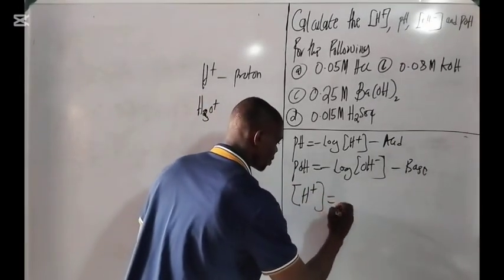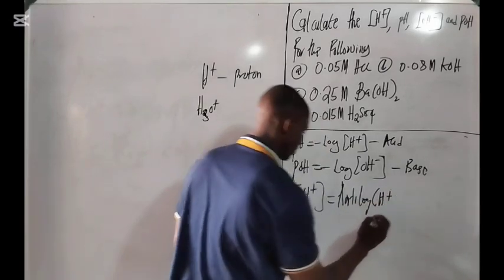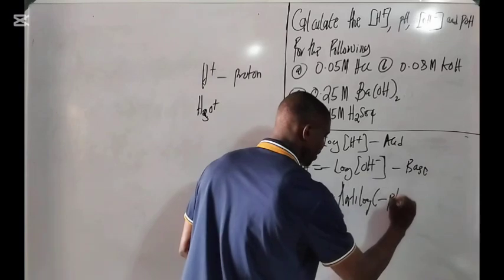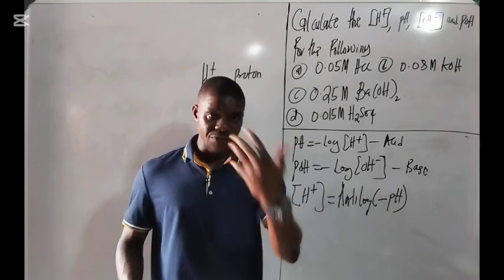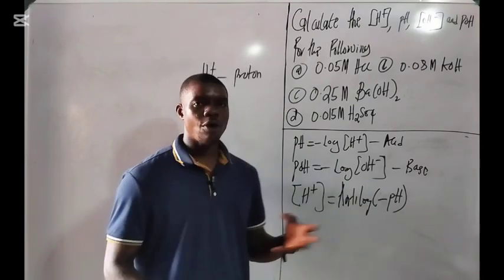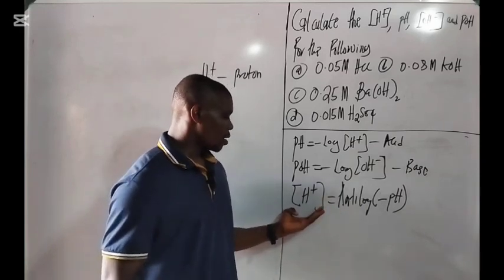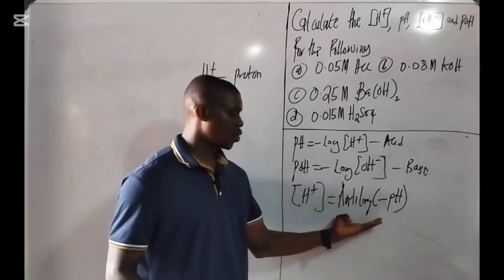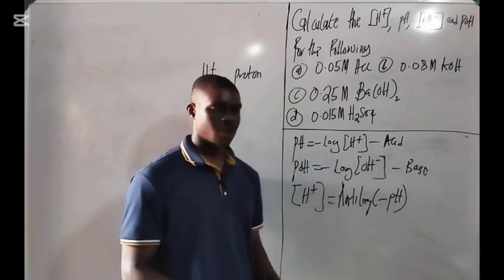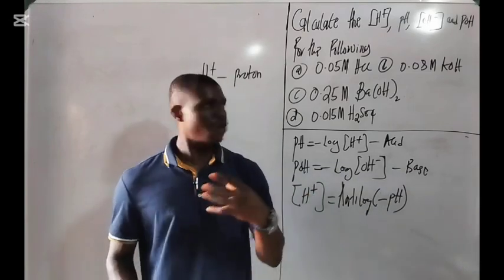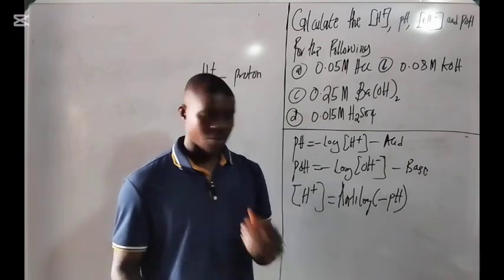The next one to look at is H plus equals antilog of minus pH. So when the pH is given to you and they ask you to calculate the concentration of hydrogen ion, you use this formula. You say the concentration of hydrogen ion equals antilog of minus pH. What is antilog? Antilog is shift log. As we move on, you will see that we have a question here, and I will teach you how to solve problems on them. So the next one is what?